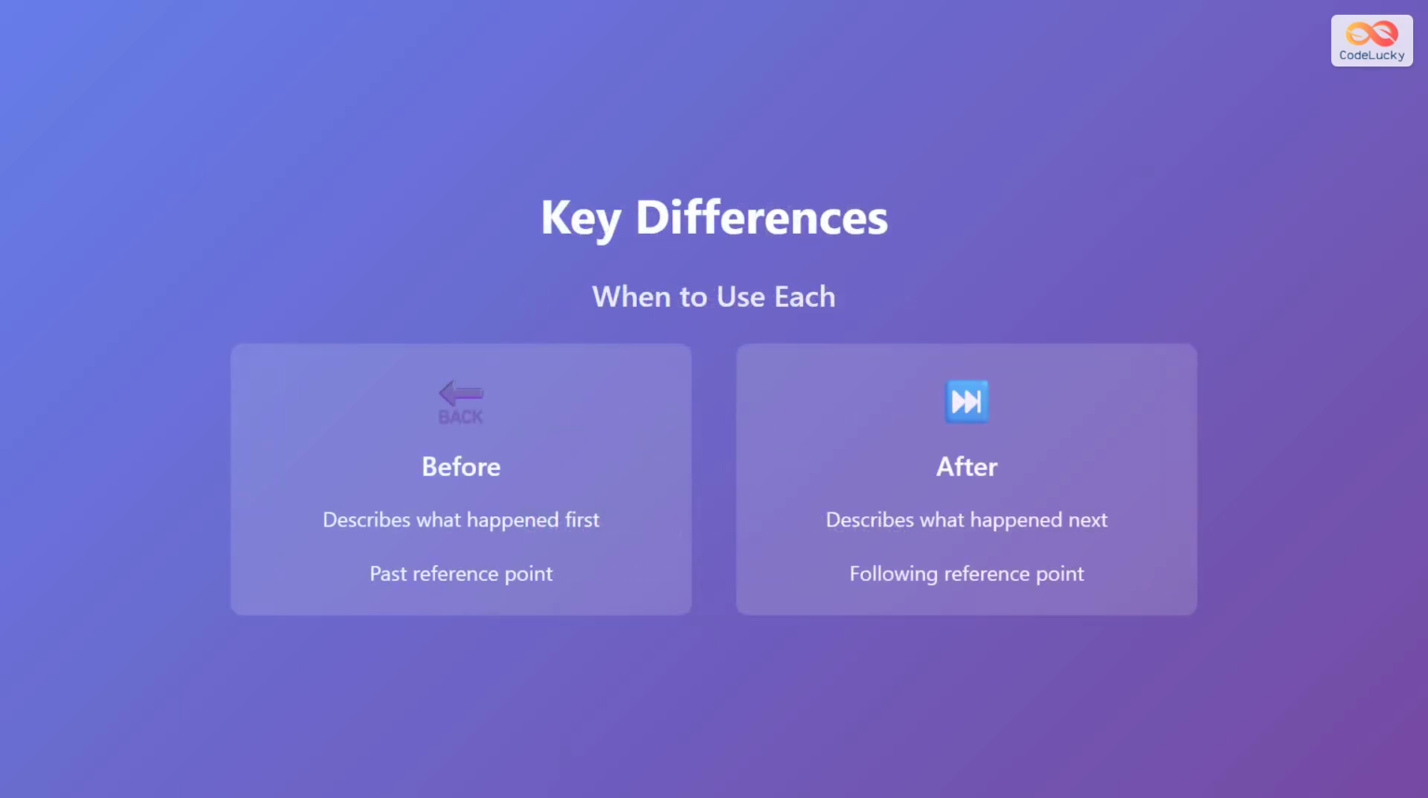It is important to understand the key differences between before and after. Before describes what happened first and gives us a past reference point. After describes what happened next and gives us a following reference point. When you use before, you are looking backward in time. When you use after, you are looking forward in time or describing what comes next. Both words help us explain the order of events clearly.